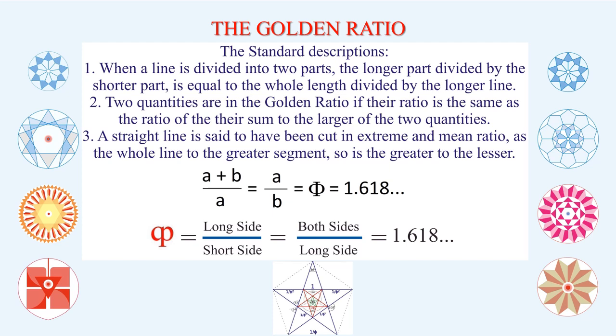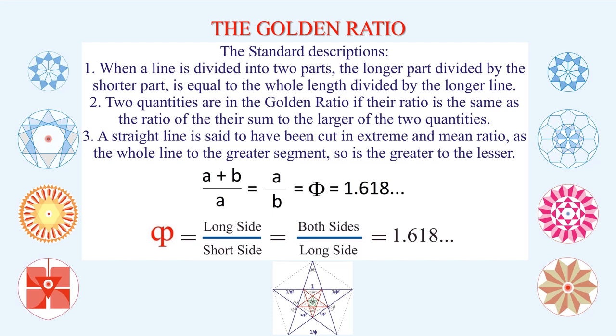The second definition given is that two quantities are in the golden ratio if their ratio is the same as the ratio of their sum to the larger of the two quantities. The third definition is that a straight line is said to have been cut in extreme and mean ratio: as the whole line to the greater segment, so is the greater to the lesser. Now these definitions are too abstract for any person to understand and comprehend.